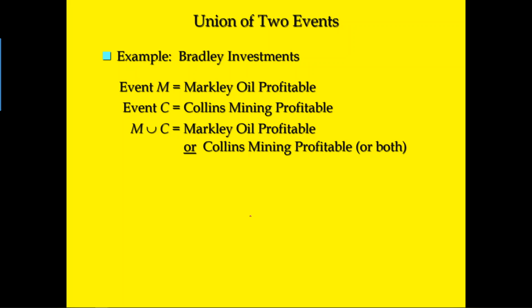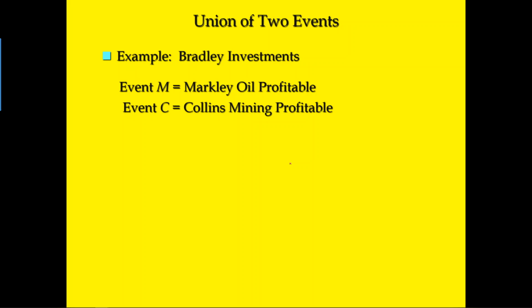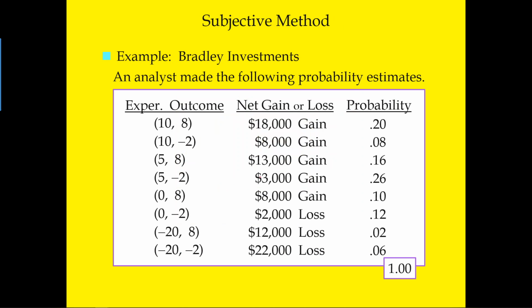First, in this example, we are using the traditional method. We identify which sample points belong to the event M union C, and then add their probabilities together. So let's look at this probability table. Either Bradley oil or coal mining is profitable, so for these two entries, if one of them is positive, that sample point should be considered.